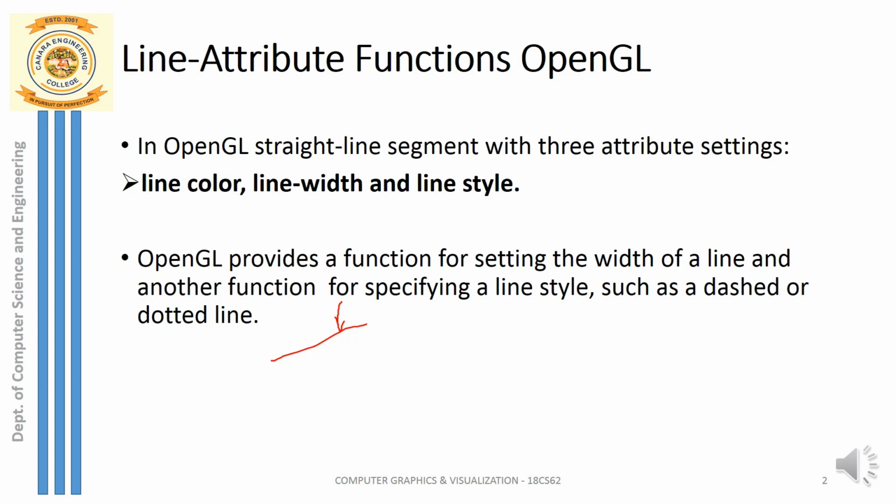So we have different attributes for a line. The attributes are line color, line width and line style. We can assign color, we can assign width or thickness to the line, and also we can add a different style to the line. The style can be a dashed line or a dotted line that I can display on the screen.